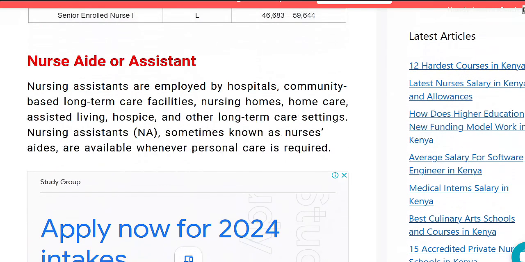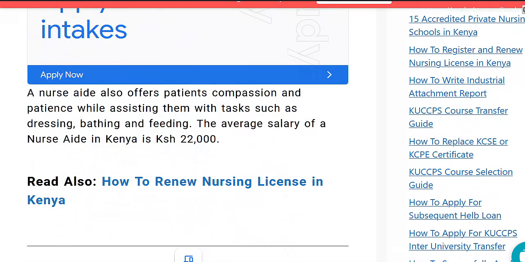Then we have the nurse aide. A nurse aide is just like an assistant nurse. They are always available when some kind of personal care is required, and they earn an average salary of 22,000 Kenya shillings.